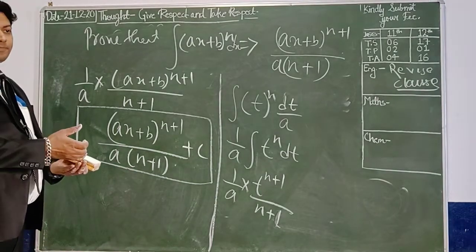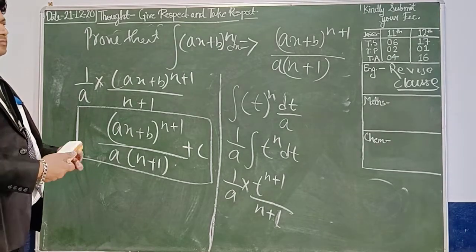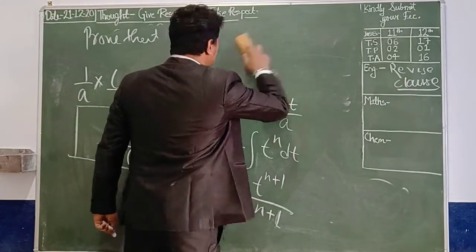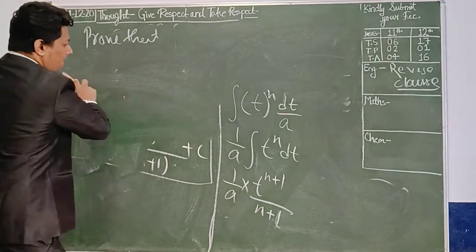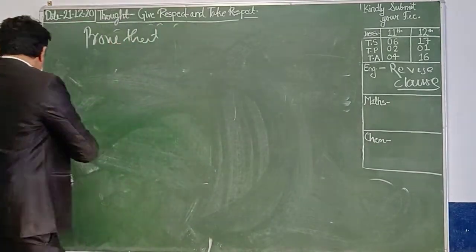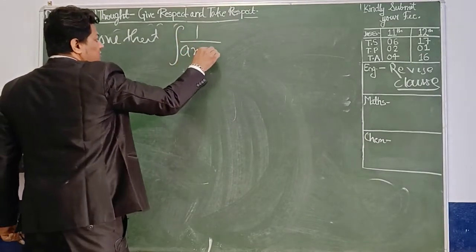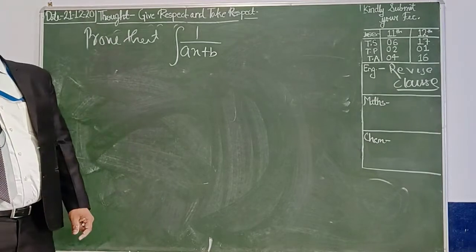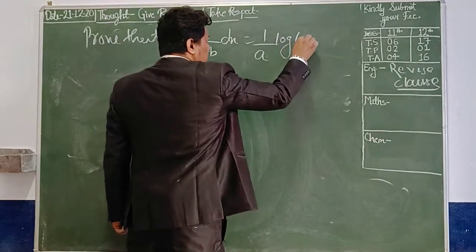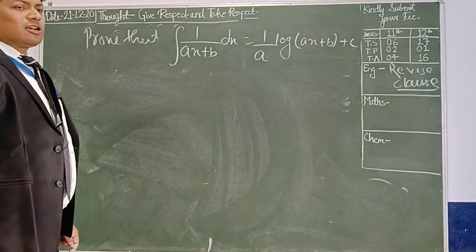Now you have to go for the third theorem. Prove that the integration of 1 upon ax plus b dx is equal to 1 by a log of ax plus b plus c. Is it clear?